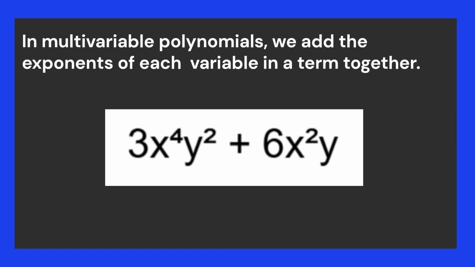In multivariable polynomials such as 3x^4y^2 + 6x^2y, the highest degree of the entire expression is 6. How? We add the degrees of each variable in a term together. So in 3x^4y^2, 4 plus 2 equals 6. Likewise, in 6x^2y, 2 plus 1 equals 3.